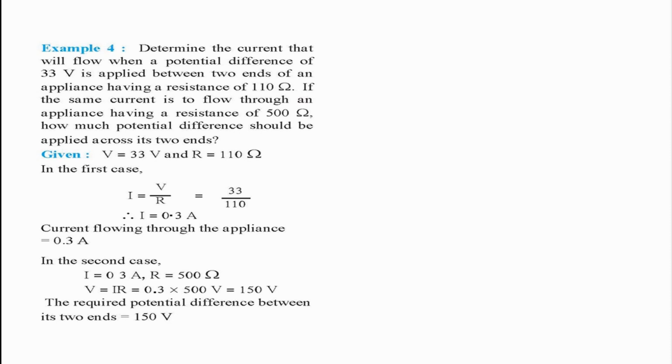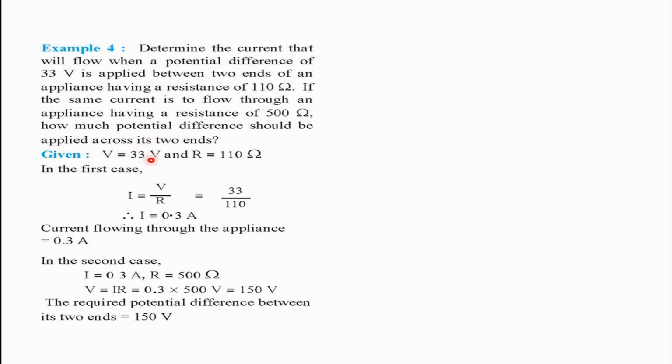So we have got two cases over here. In the first case, we have to find out the current flowing through the appliance in the condition of 33 volt and 110 ohm resistance. In the second case, the same current, that is the current which we have found, flows through a resistance having 500 ohm. What will be the potential difference? So let us find out.